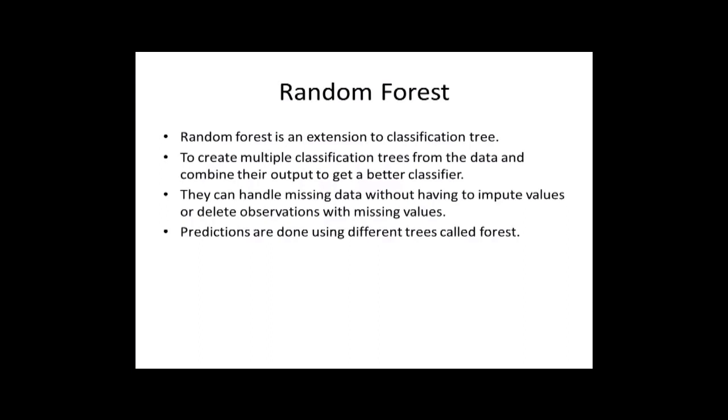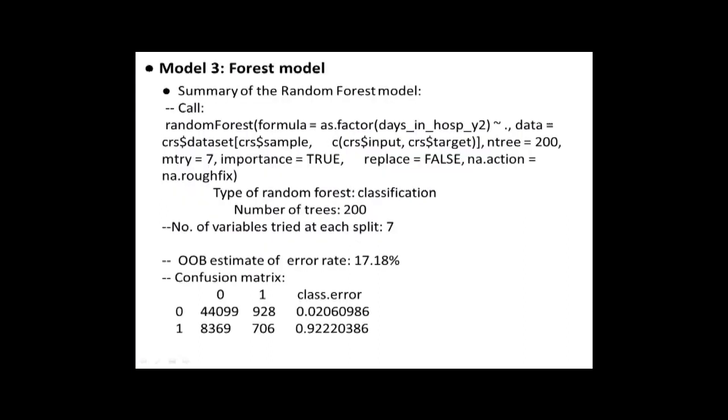Multiple classification trees are created from the data and their output is combined to get a better classifier for prediction, which uses different trees called a forest. This is a summary of our random forest model. The type of random forest is classification. We set the number of trees to 200 and the number of variables tried at each split is 7.